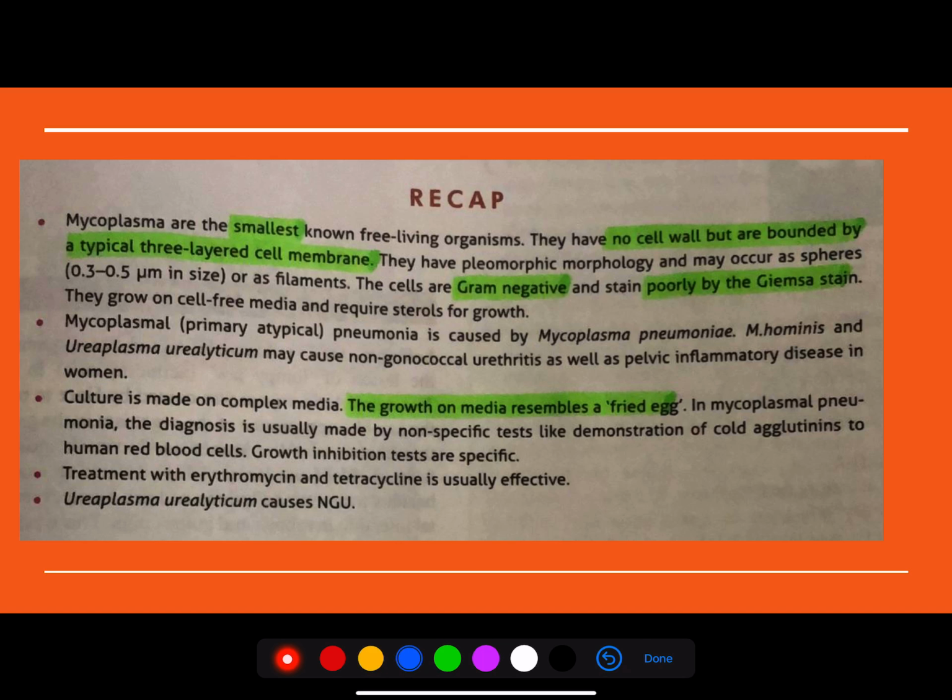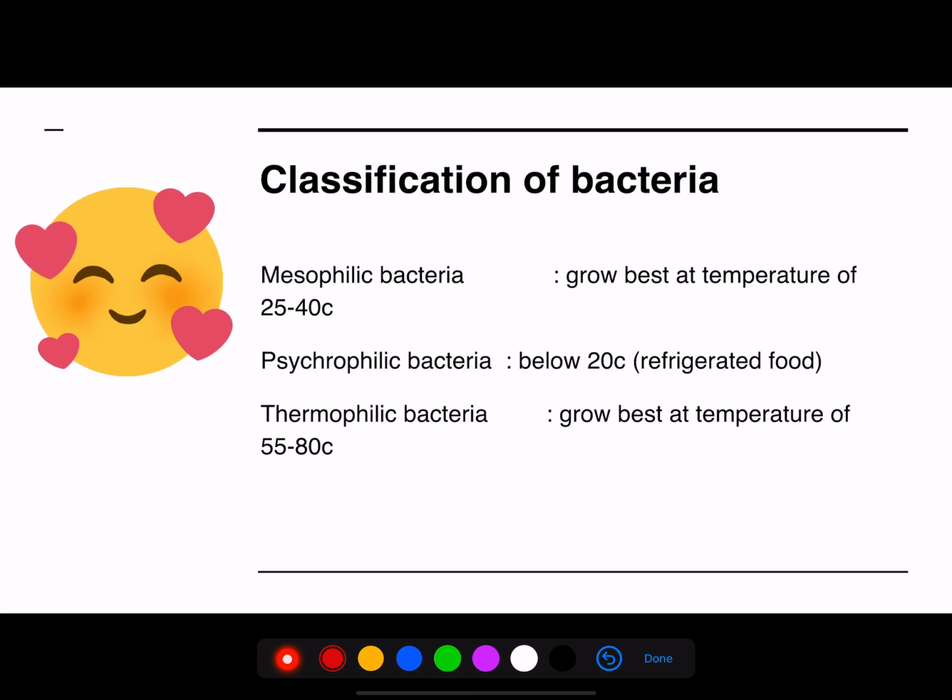To make a note of other points, these are the smallest known living organisms. They don't have a cell wall but are bounded by a 3-layered cell membrane. That's the reason why they are gram negative, as they don't have a cell wall, and they have a fried egg appearance. Fried egg appearance is the most commonly asked question. So what is the treatment for these? These are the effective drugs of choice for this treatment. So please do make a note of all these points.